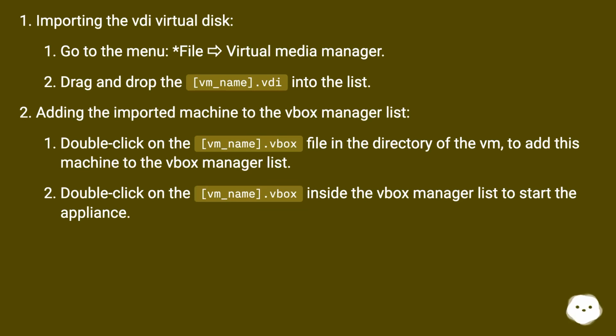Adding the imported machine to the VirtualBox Manager list. Double-click on the vm_name.vbox file in the directory of the VM to add this machine to the VirtualBox Manager list. Double-click on the vm_name.vbox inside the VirtualBox Manager list to start the appliance.